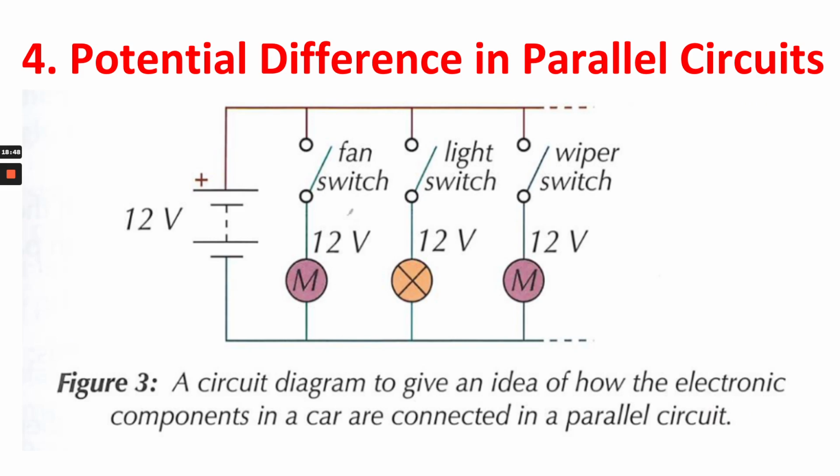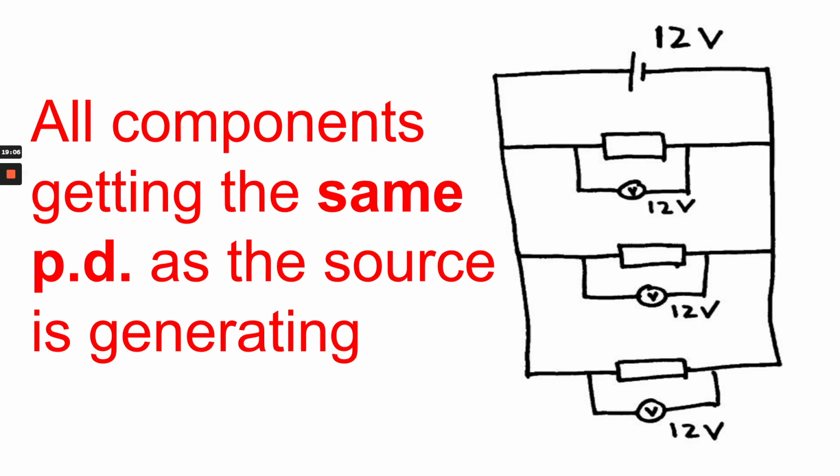Now the first thing about potential difference in parallel circuits is it's the same as the source potential difference. If the battery is 12 volts, they'll each get 12 volts. If it's 20 volts, they'll each get 20 volts. If it's 1,000,000 volts, they'll each get 1,000,000 volts. They all get the same potential difference. So here's another example.